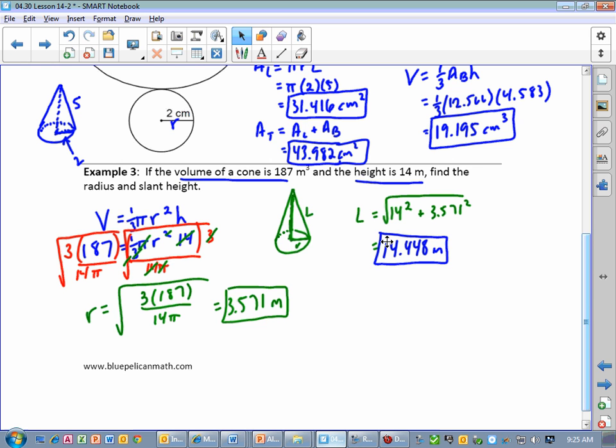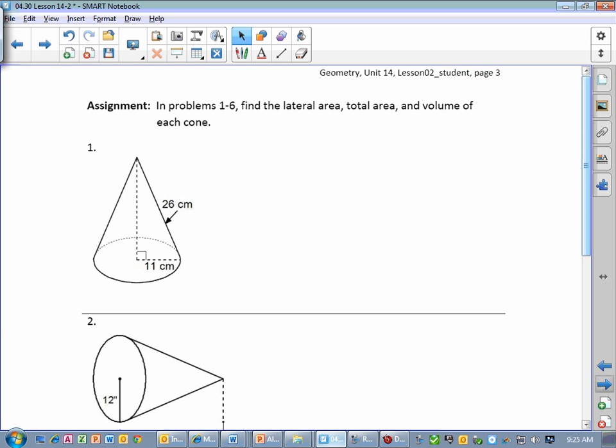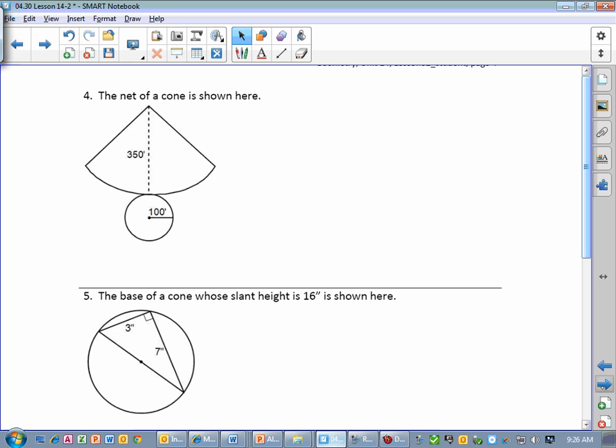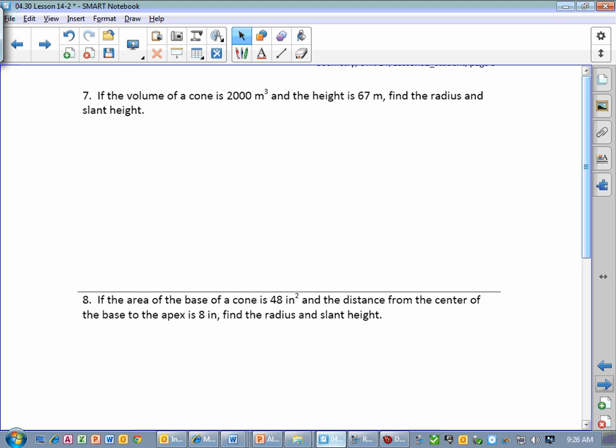All right. There are 8 problems. The first 6 have the exact same directions. Find lateral area, total area, volume. That's it. Okay, those 3 things on all of them. Once you get to 7 and 8 on the last page, then that's going to be like the last example where you're given this, find that.